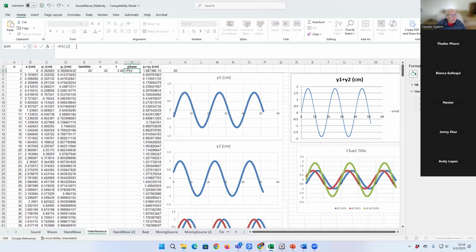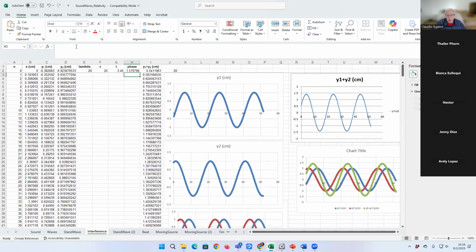We can go another one. Now we're going to have a 90-degree phase difference between those two waves. Here you go, 90-degree phase difference. What does 90 degrees mean? It means that whenever the first wave has a maximum amplitude, at the same instant of time, the second wave is going to have an amplitude of 0.